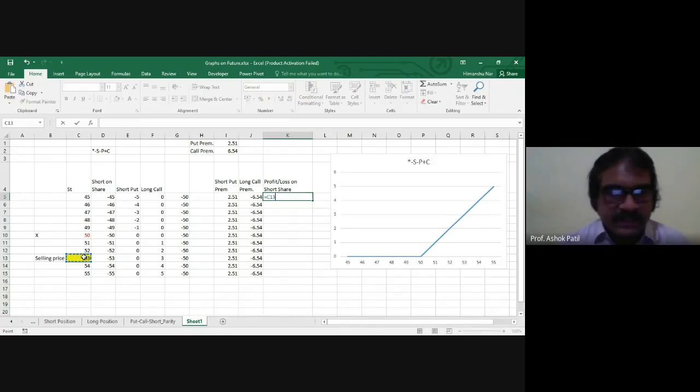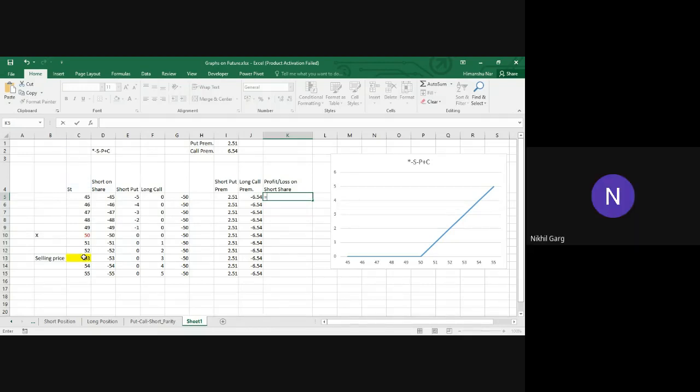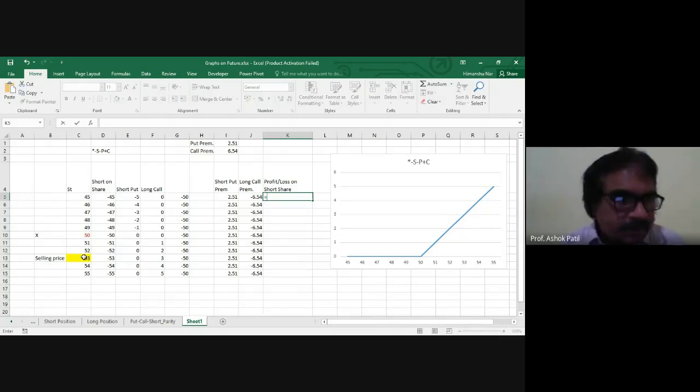Himanshu has got it. I think he's already typing, but go back, Himanshu. Nikhil, can you tell me that? 53 minus 45. What is that? Yeah, so in the formula, you write that. That's it. So selling price minus buying price. Selling price is fixed. So that should be correct.